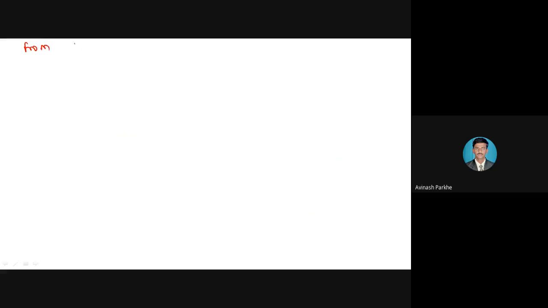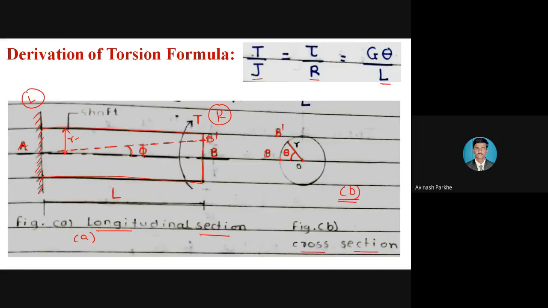Therefore, from figure A and B, I got two angles. Which are those angles? You can see in the figure.